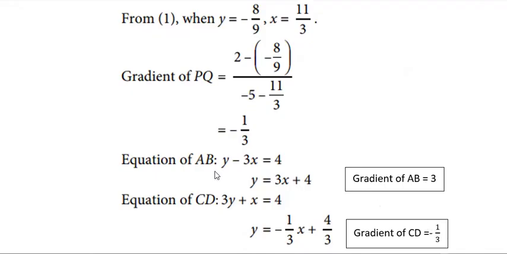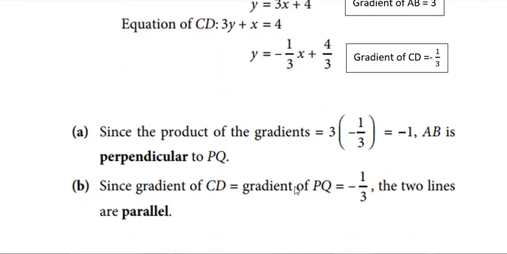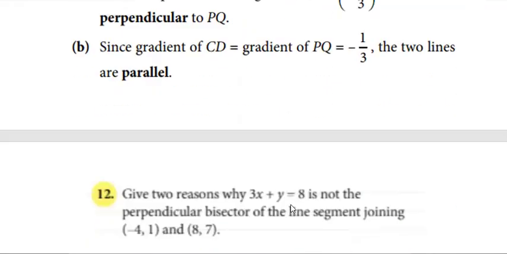Now we comment on AB and PQ. We clearly see that AB gradient is 3, PQ gradient is minus 1 over 3. Their product, 3 multiplied by minus 1 over 3, will give us minus 1. So we can say that the product is equal to minus 1, so AB is perpendicular to PQ. Secondly, CD gradient is minus 1 over 3, same as PQ. So we can easily say that it is parallel to PQ.